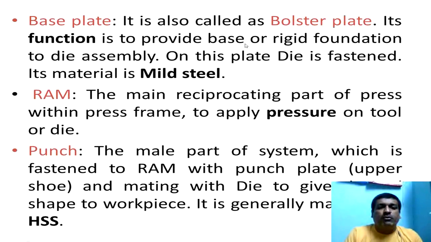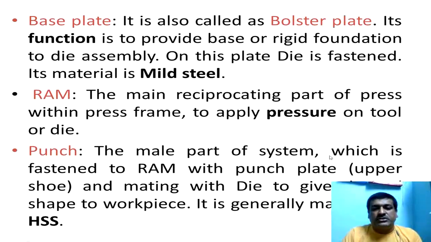Its function is it provides a rigid base to die assembly. It is easily fastened. Its material is mild steel. Second one, ram. This is the main part of press tool, which reciprocates towards the bed and away from the bed, and the pressure applied on the tool or on the die is because of ram. No doubt there are various pressure applying mechanisms, just like we can apply the pressure by hydraulic way, by pneumatic way also, but all these pressures act firstly on ram and then on the die set.